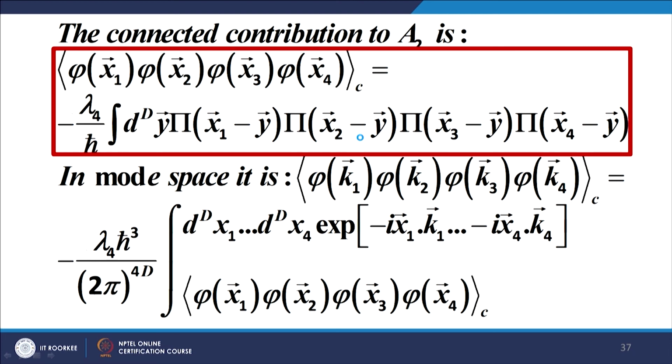So, the 4-point function is given in terms of the expectation values in position space of phi x1, phi x2, phi x3, phi x4, which is given in terms of the propagator. This expression is shown in the red box at the top of your slide. Transforming it into Fourier variables, we have the expression which is given at the bottom of your slide. The expected value of phi k1, phi k2, phi k3, phi k4 connected. This is the 4-point function with representation in the Fourier space.